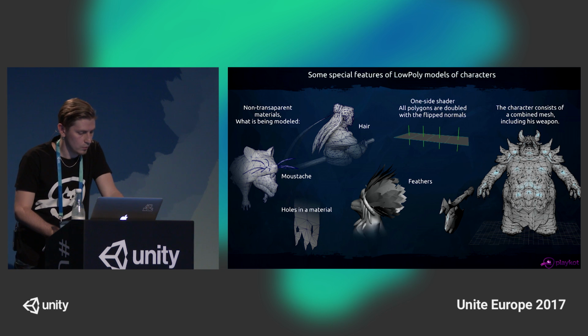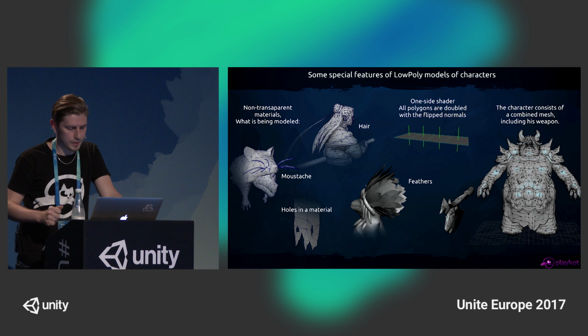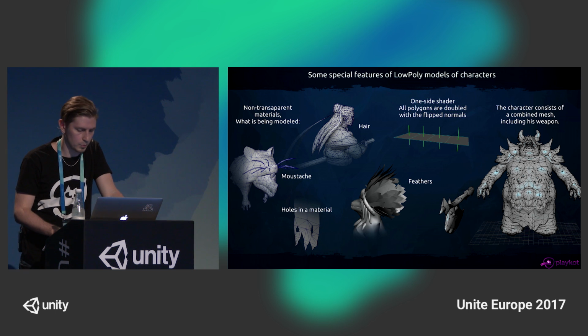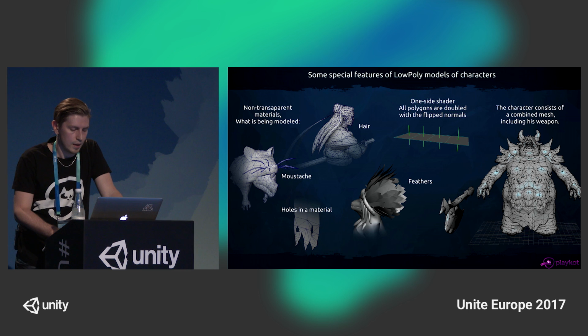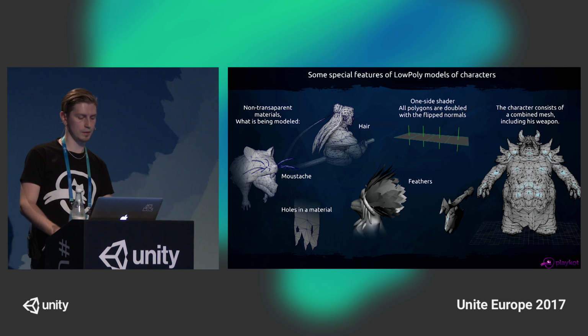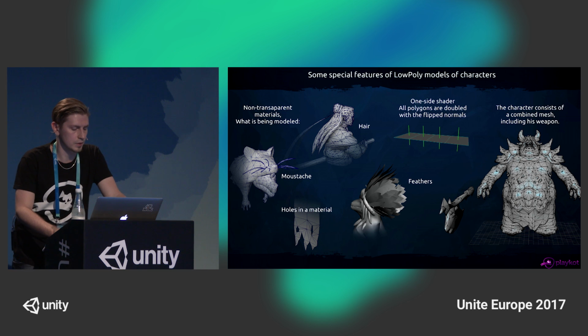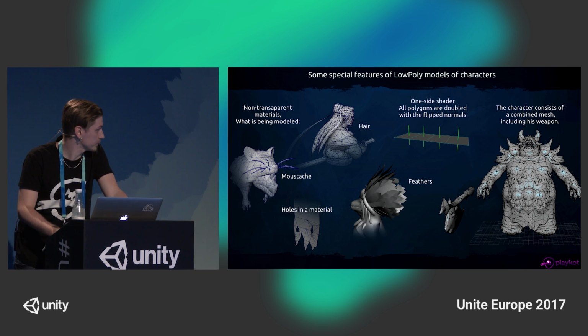OK, some more things about project optimization. We have a one-sided shader, so all the one-sided surfaces will be doubled with flipped normals. And we don't use transparency in the shader. This is quite an expensive way of rendering on mobile devices. All the small details like holes in the cloth, mustache, feathers, they are all modeled, and this is actually much cheaper in terms of rendering. And the whole character consists of a combined mesh, including his weapon.